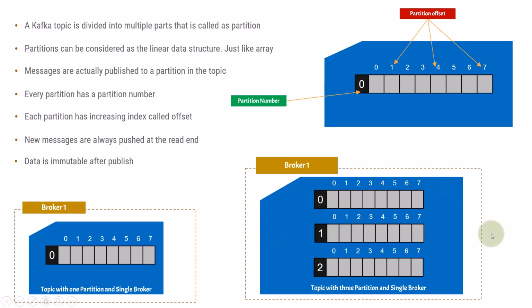These are 3 different partitions, and these are 3 different commit logs, you can say. Every partition has an increasing index called the partition offset, and it starts from 0, 1, 2, 3, and is ever increasing. All the partitions are immutable, which means you cannot delete or modify the messages present at a particular offset. You can only append new messages at the end.